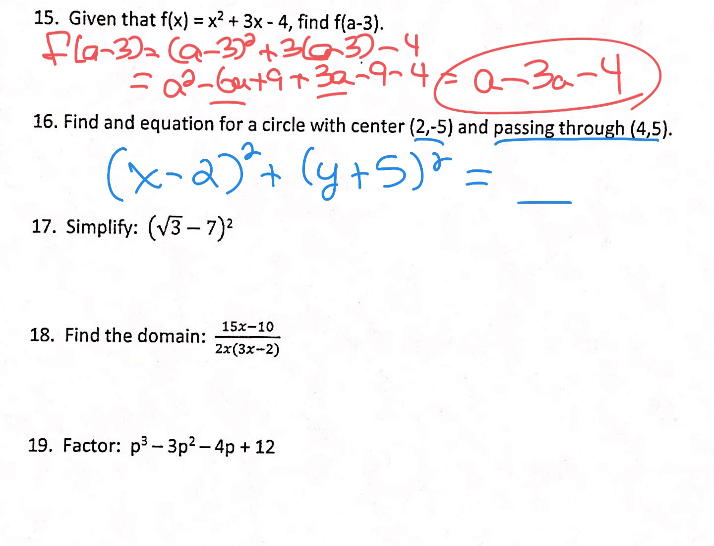Why does it pass through? You got it, because it works. So I'm going to put a little 4 right there. I'm putting it in for my x. I'm going to put a 5 in for my y. Now, that's not part of the answer. That's just how to come up with what the r squared is.